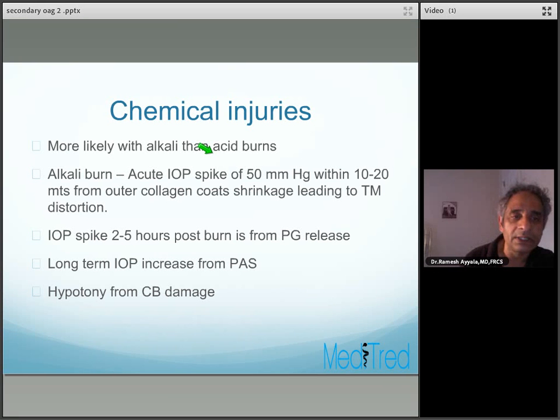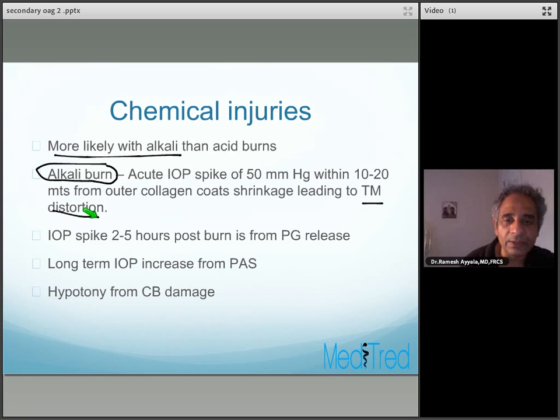Chemical injuries leading to glaucoma are more likely to happen with alkali burns compared to acid burns. Now, following an alkali burn, the pressure goes up in an acute fashion, within 10 to 20 minutes after the injury, to approximately 50 millimeters of mercury, from outer collagen coat shrinkage, meaning that the scleral collagen shrinks around the area of the trabecular meshwork, leading to the TM distortion. That's what causes the pressure to go up soon after the alkali burn.